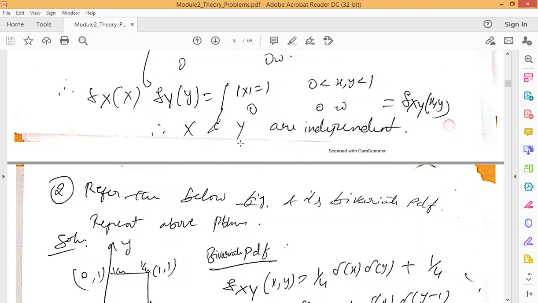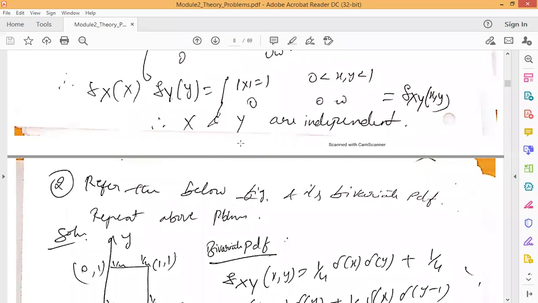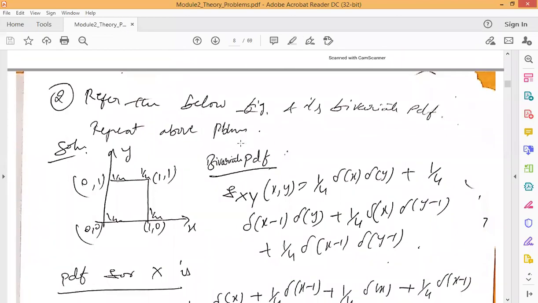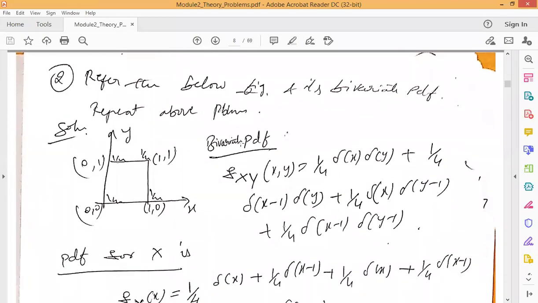Like this, you may get some problems to solve to check the independence. Consider the next example. Consider this figure, which is a bivariate PDF. We have to write it using this diagram and repeat the above. Repeat the above in the sense that we need to calculate the marginal PDFs for x and y, and also we need to check the independence.